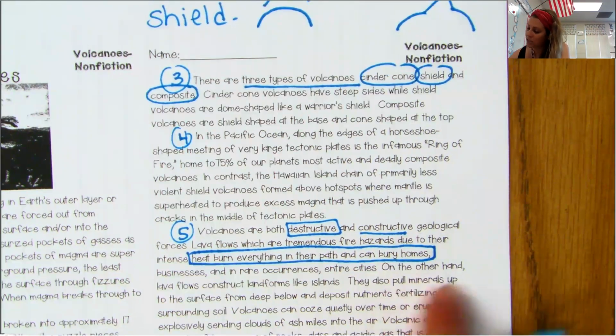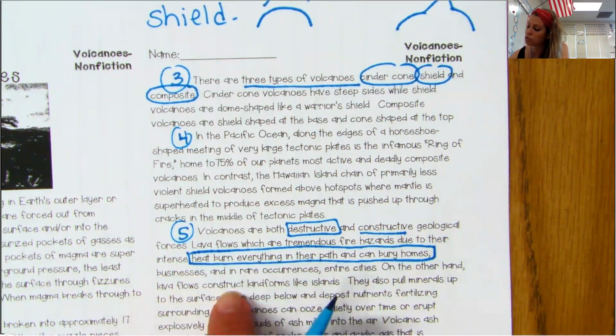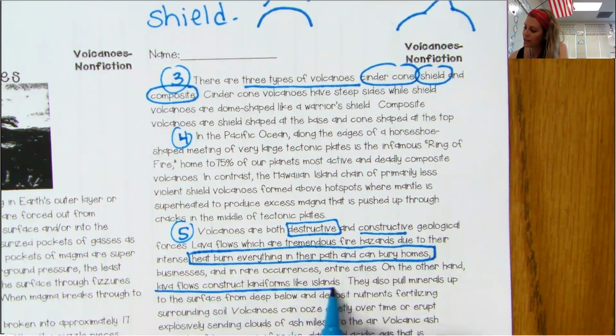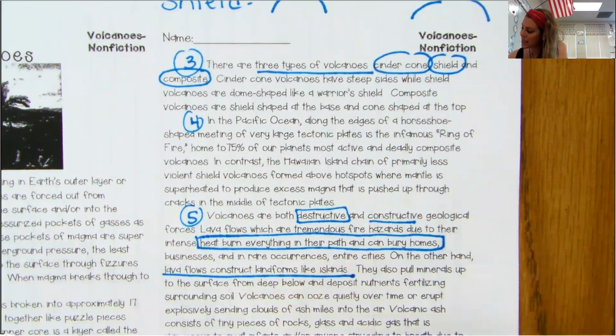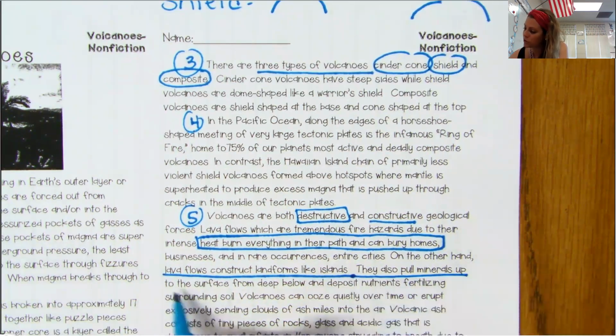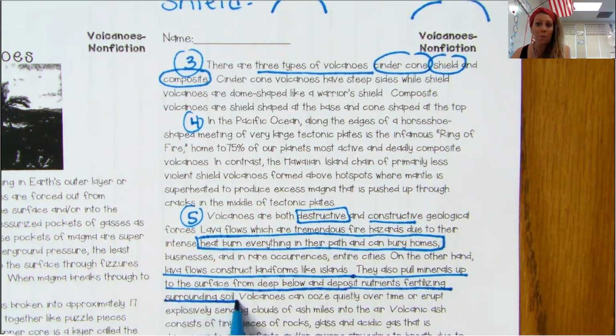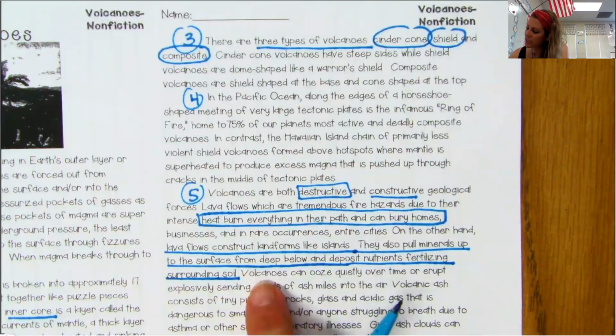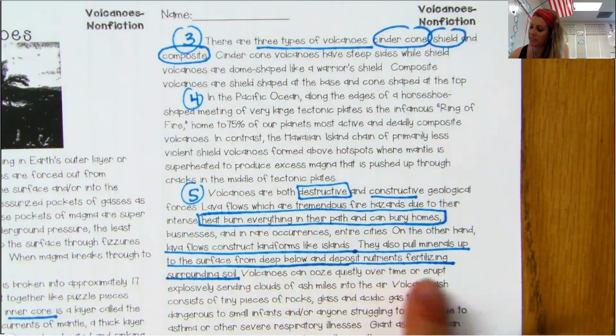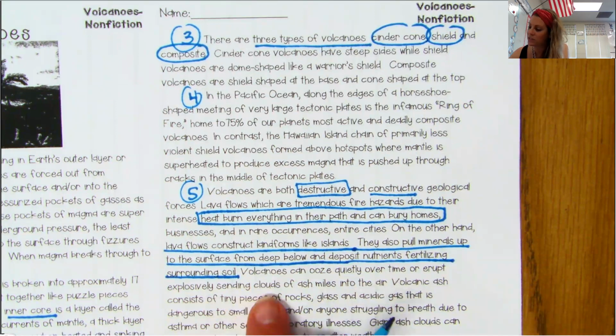On the other hand, lava flows construct landforms like islands. So that's constructive. They help make things. They also pull minerals up to the surface from deep below and deposit nutrients, fertilizing surrounding soil. So they can also help. Volcanoes can ooze quietly over time or erupt explosively, sending clouds of ash miles into the air.